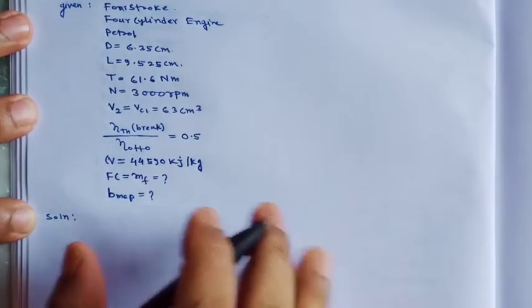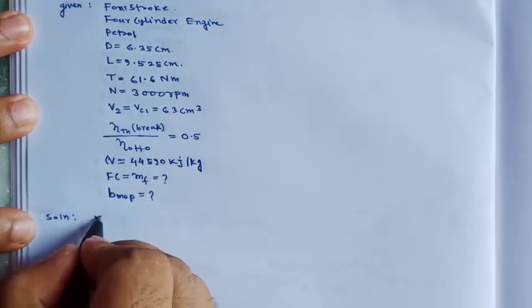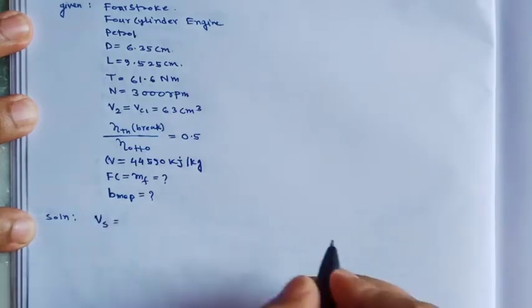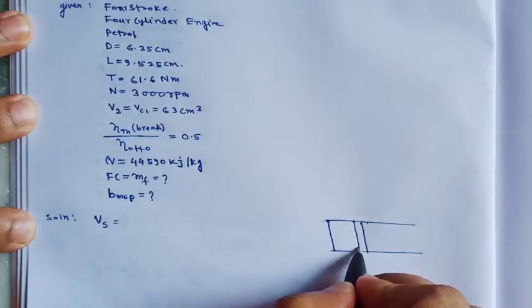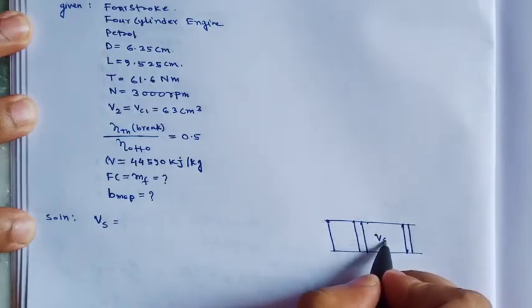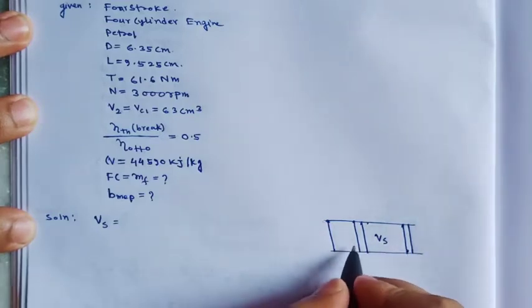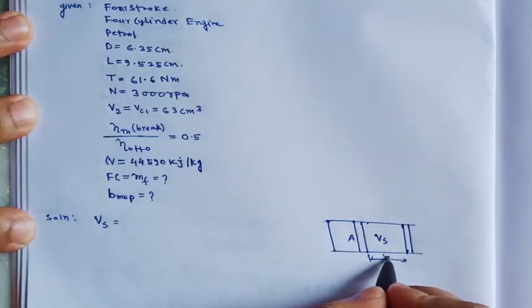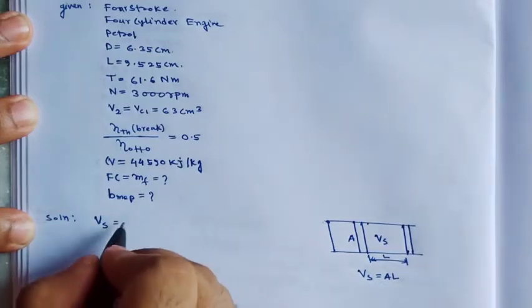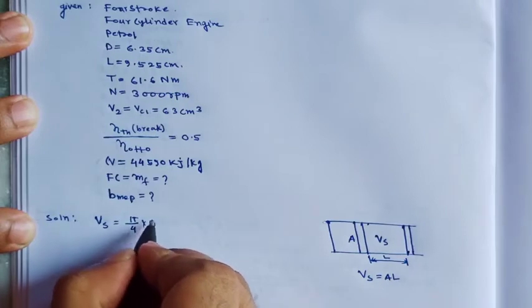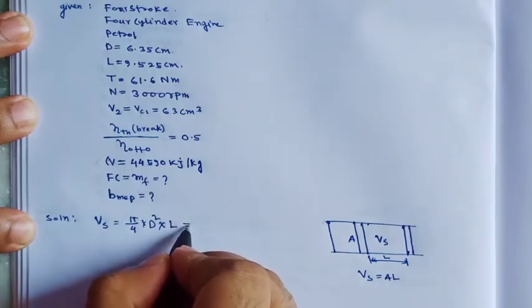we have to find first the swept volume. What is swept volume? Consider this is the cylinder, this piston can move from this point to this, so this is swept volume. This swept volume is the area of the piston, considering A, into the stroke length, that is L. Vs is area into L. What is area? That is pi by 4 d square, so pi by 4 into d square into L.